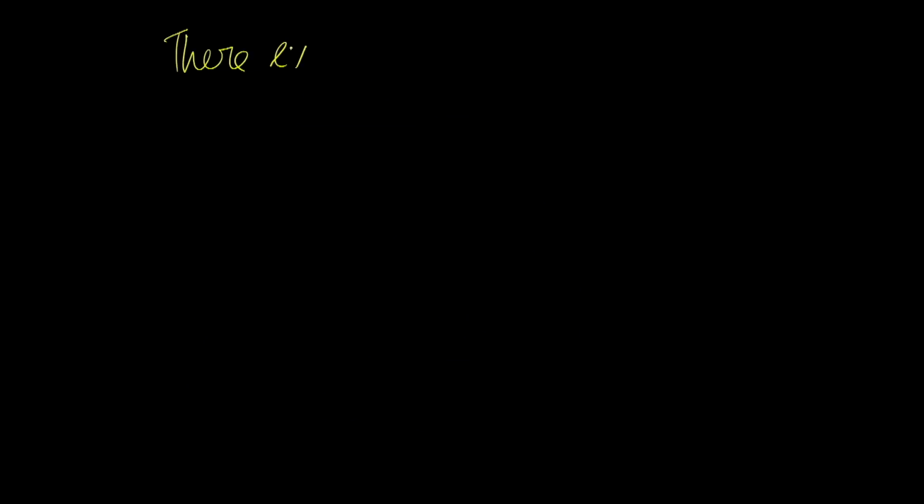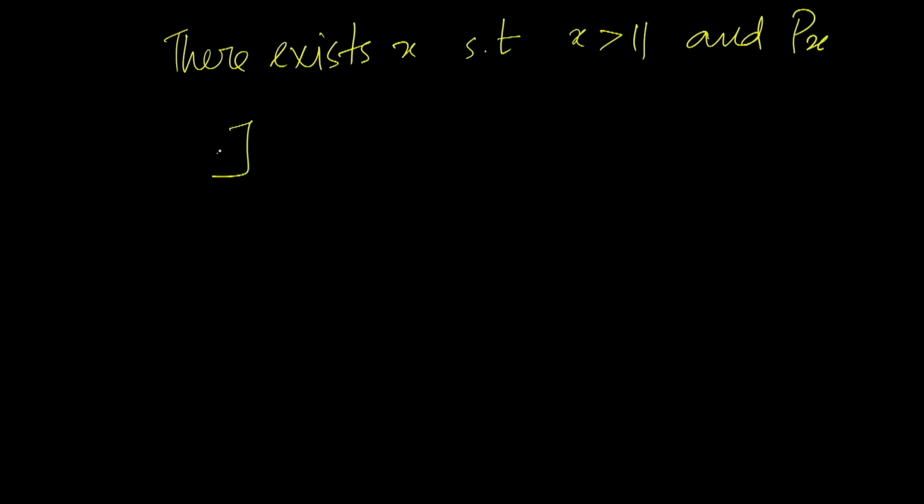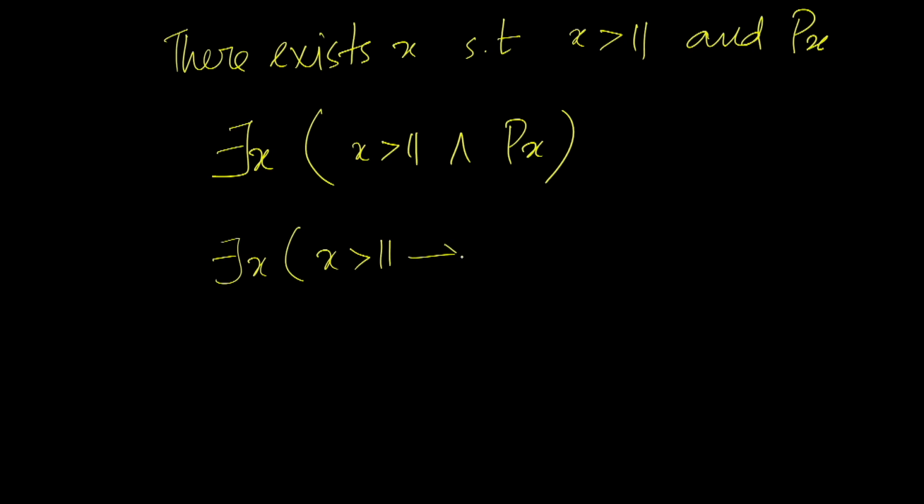And then you can make an assertion of this sort. There is an x such that x greater than 11 and P of x. Then we would write this as: there is an x greater than 11 such that P of x is what we want to say, and we would write it in this way. You should remember that here x greater than 11 implies P of x will not do.